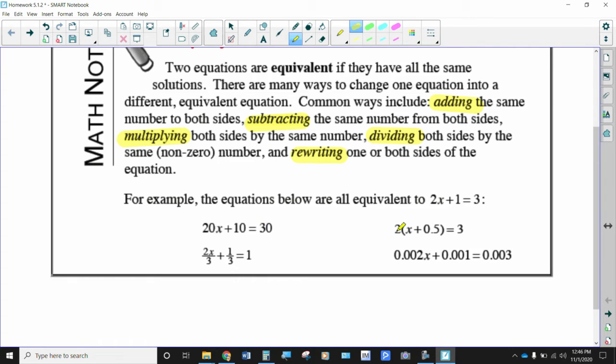So all of these are examples of equivalent equations to the original 2x plus 1 is equal to 3. In this case, we multiplied everything times 10. In this case, we divided everything by 3. In this case, what did we do? We just factored out the 2. And in this case, we multiplied everything times 1/1000th. But all equivalent. If we were to solve for x in all 4 of those, we would get the same answer every single time. X would be equal to 1 in all of these situations.